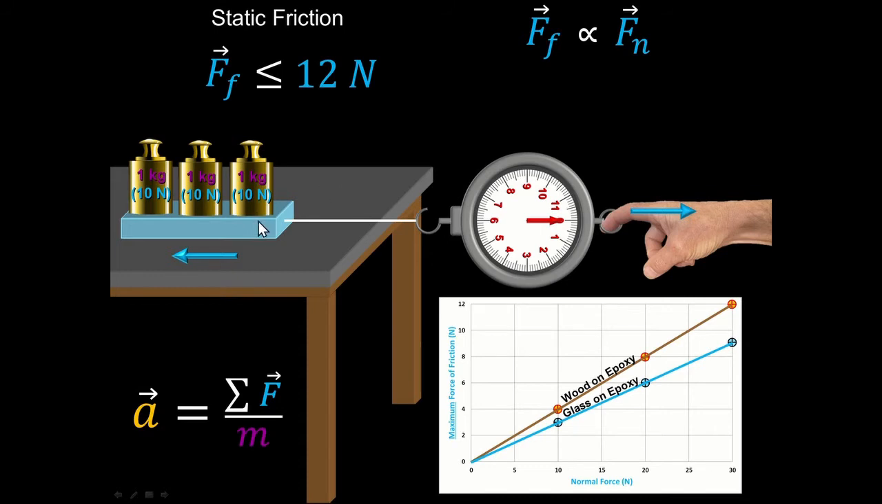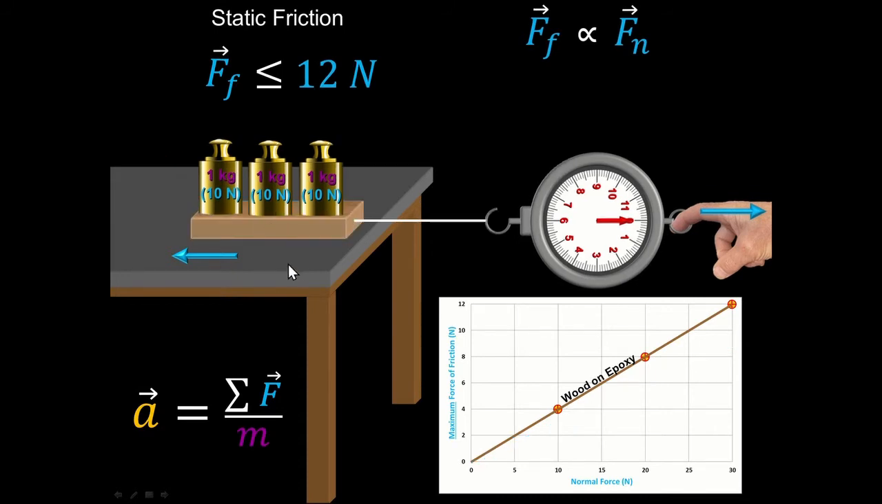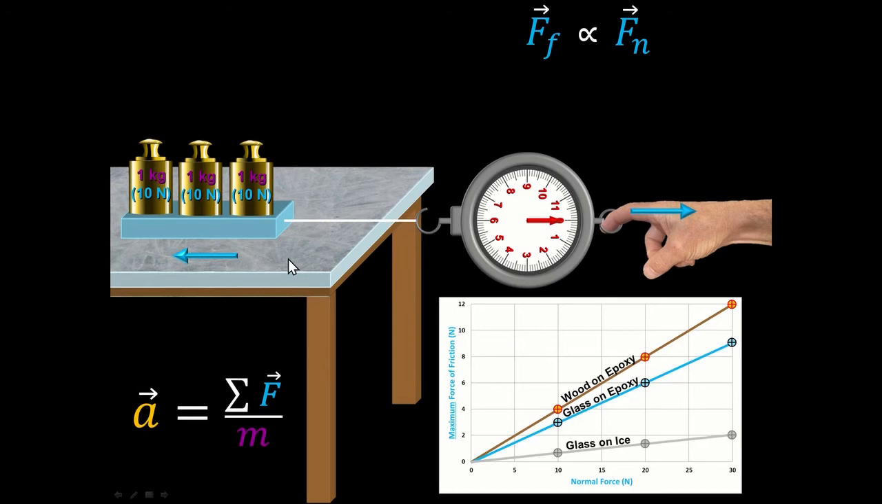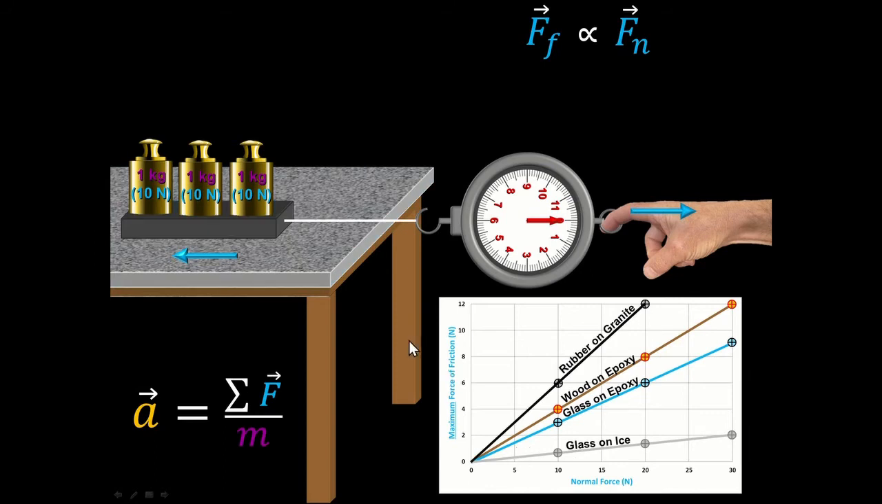Let's say that we're going to do this again, but not have it between wood and the epoxy countertop. Let's have a piece of glass and have glass on epoxy. Do that whole experiment again with various normal forces. We would get less friction for each trial. If I did it glass on ice, with the same normal force, we might get a lot less friction. Or if I did a hard piece of rubber on granite, not real polished granite, but rough granite, you might get a large amount of friction.